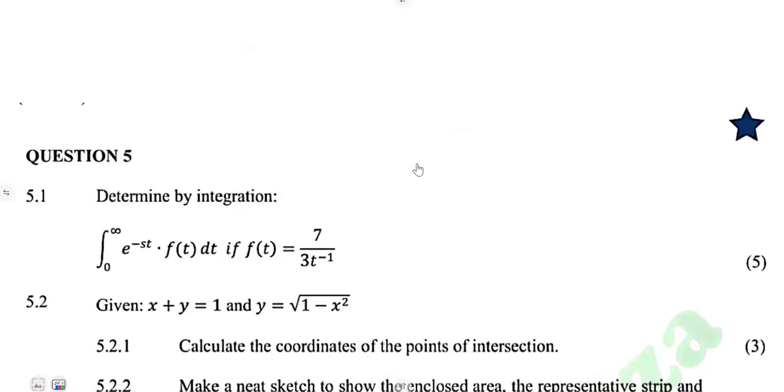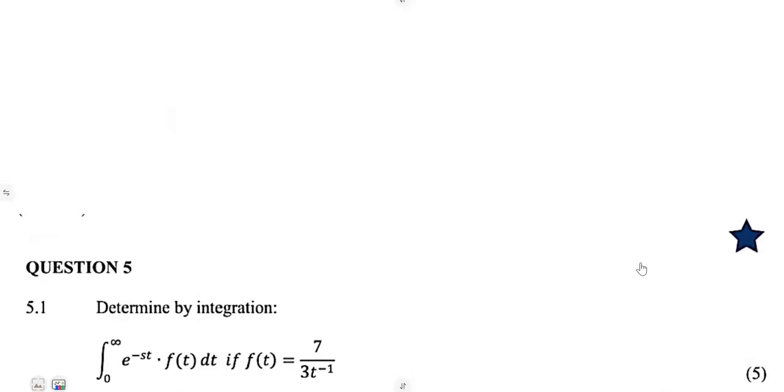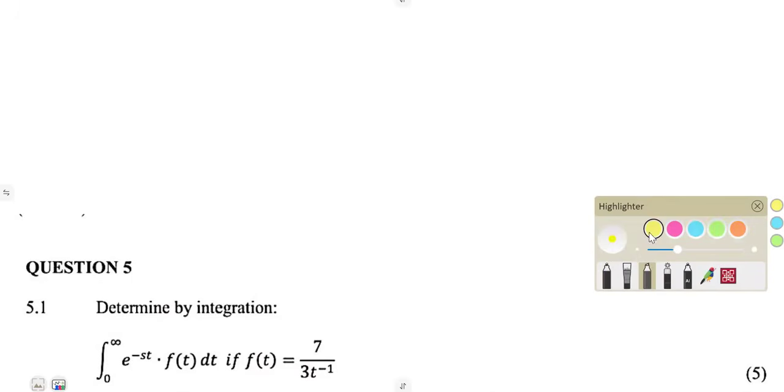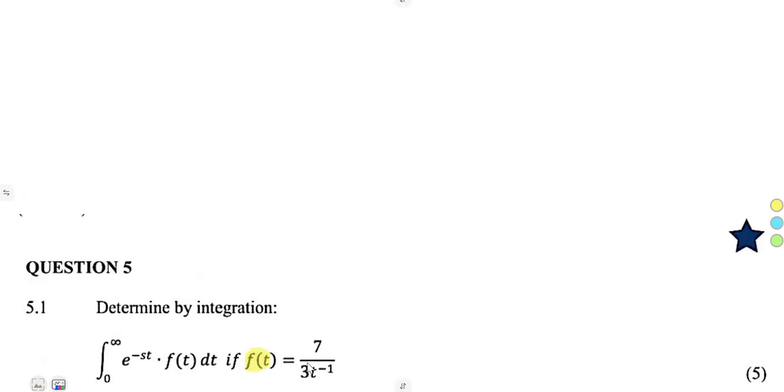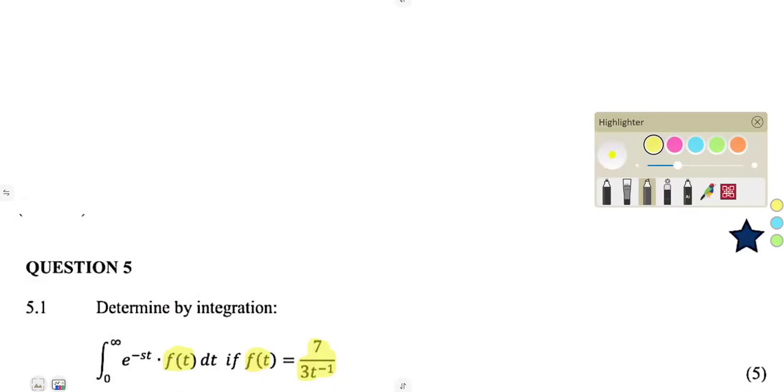So quickly going through the questions that we are given. The first part we are given 5.1. Determine by integration the integral of e to the exponent of minus st times f of t with respect to t, if our f of t is given by this term. So in place of f of t, simply substitute what you are given.